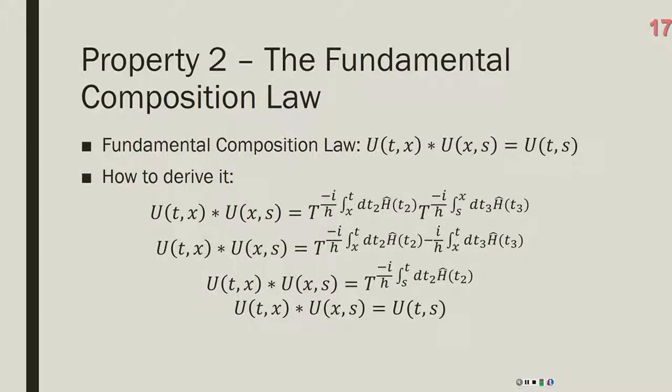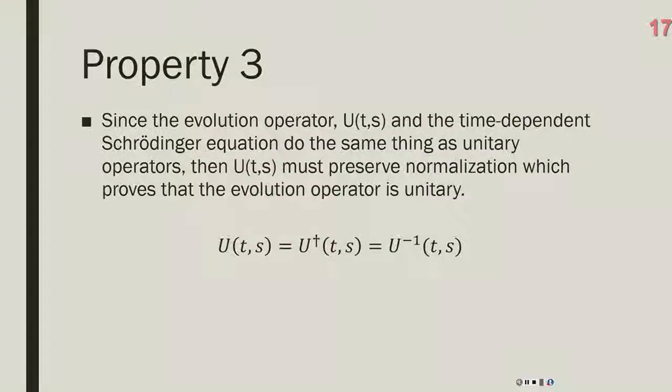The second property is the fundamental law of composition, which is shown here. And this is how we derive it. Then the third property is, since the evolution operator U sub t sub s and the time-independent Schrödinger equation do the same thing as unitary operators, then U sub t sub s must preserve normalization, which proves that the evolution operator is unitary, which is shown here.